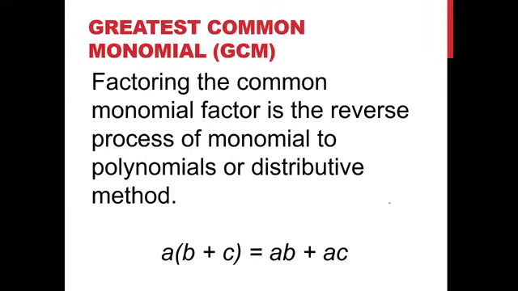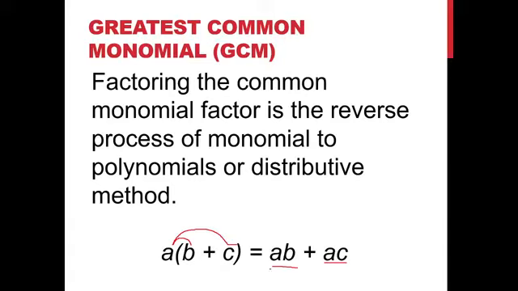Factoring the common monomial factor is the reverse process of multiplying a monomial to a polynomial, or simply the distributive property. Look at this. Multiply A and B, you'll get AB. Multiply A and C, you'll get AC. That is the distributive property.